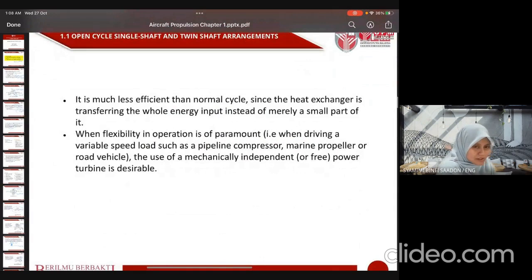Okay, so the previous cycle gas turbine engine just now is much less efficient than the normal cycle, since the heat exchanger is transferring the whole energy input instead of merely a small part of it. So that means we use more energy input. If you use more energy input, then the efficiency will be lower.